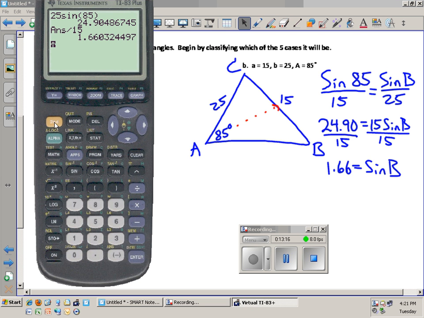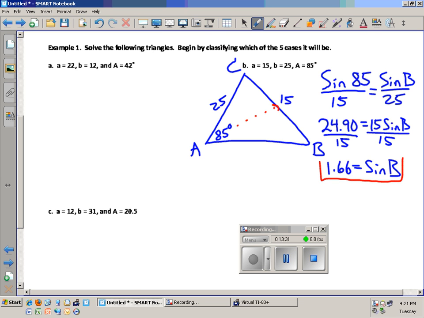Now, we take the inverse sine of our answer, and we get, hey, domain error. If we go to our domain error, sure enough, you can't take the inverse sine of that answer. Sine can never achieve a value that's greater than 1. And because of that, there is no solution to this problem.